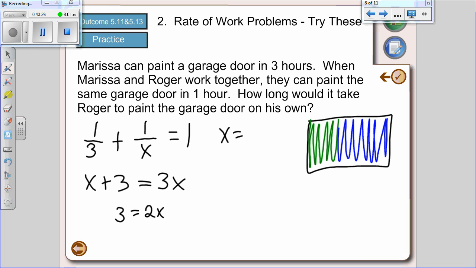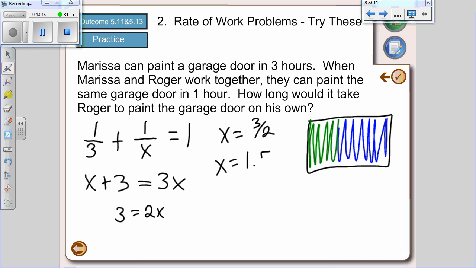It's 3 over 2 of an hour, which is 1.5, or an hour and a half. So how fast could he paint a garage by himself? 1.5 hours.